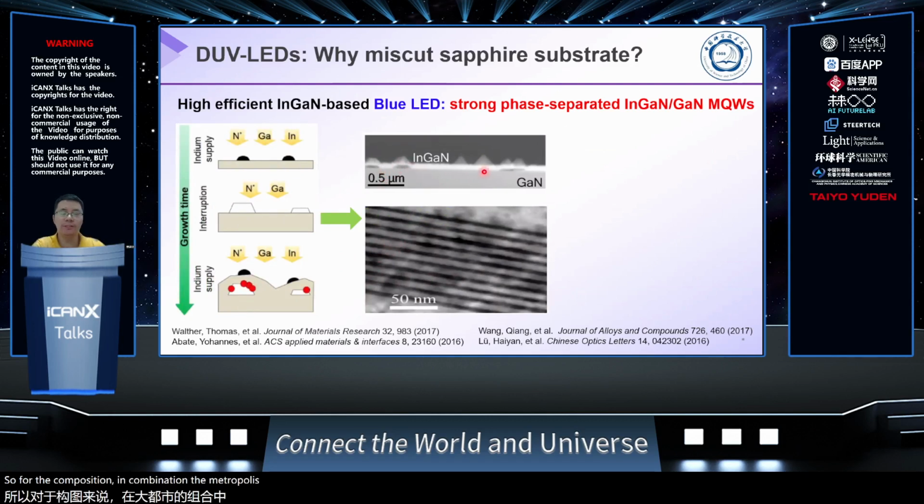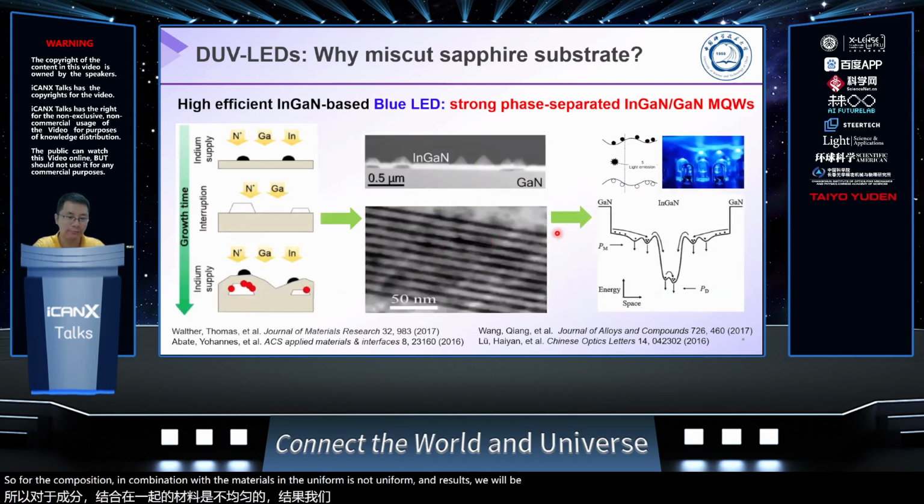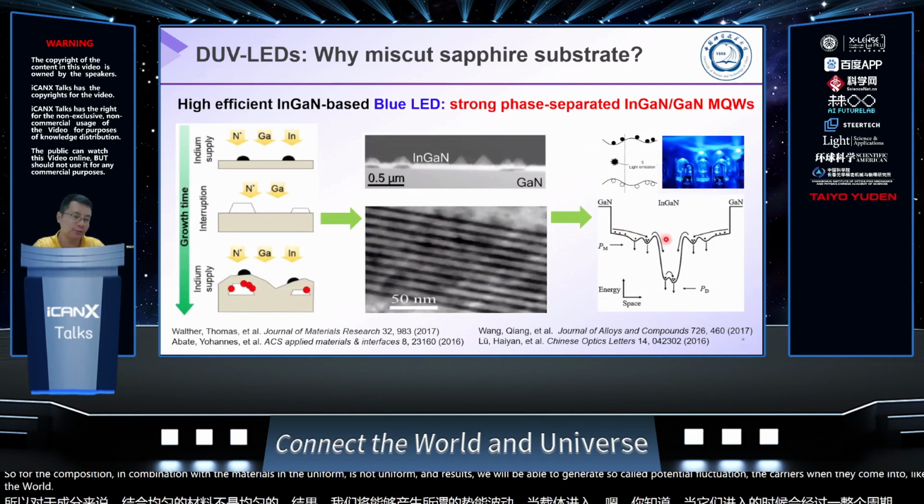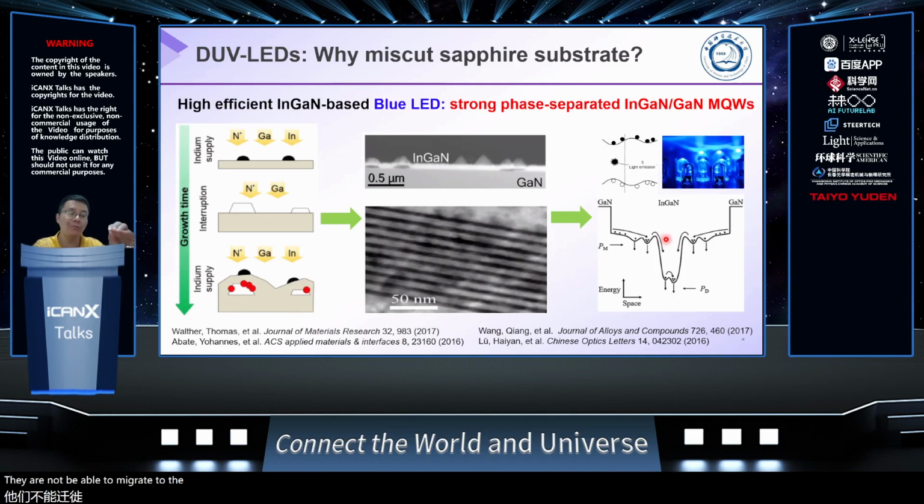The material is not uniform. As a result, we will be able to generate so-called potential fluctuation. The carriers, the electron hole pairs, when they come into the quantum well, are not able to migrate. The only way they can migrate is to recombine together to generate light. So that's why the blue LED is very efficient.